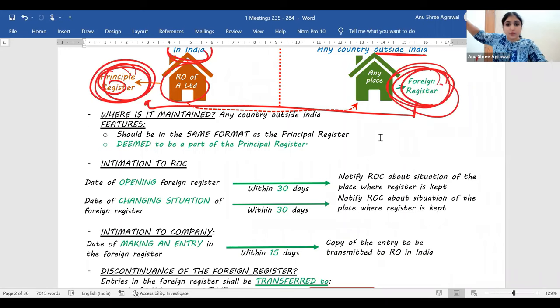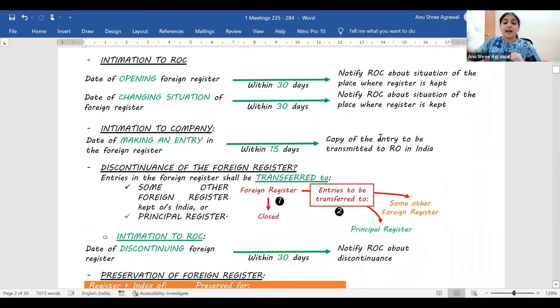In case I'm going to keep a foreign register like this, then I have to inform the ROC within 30 days of opening the foreign register. I have to inform the ROC, listen, I have opened a foreign register. I am keeping it in New York. After some days, I decided to move the location from New York to London. Now, again, within 30 days, I have to inform the ROC. ROC, listen, I had told you it is in New York. Now I have moved it to London.